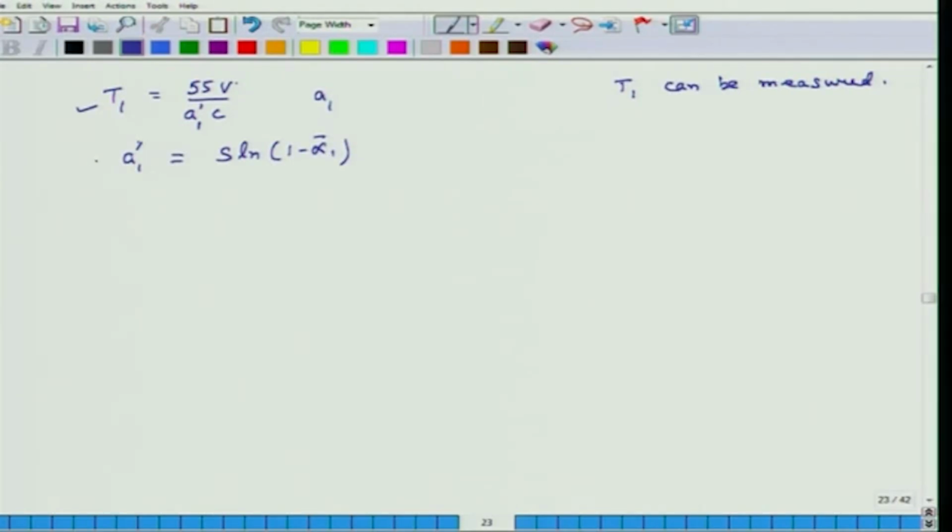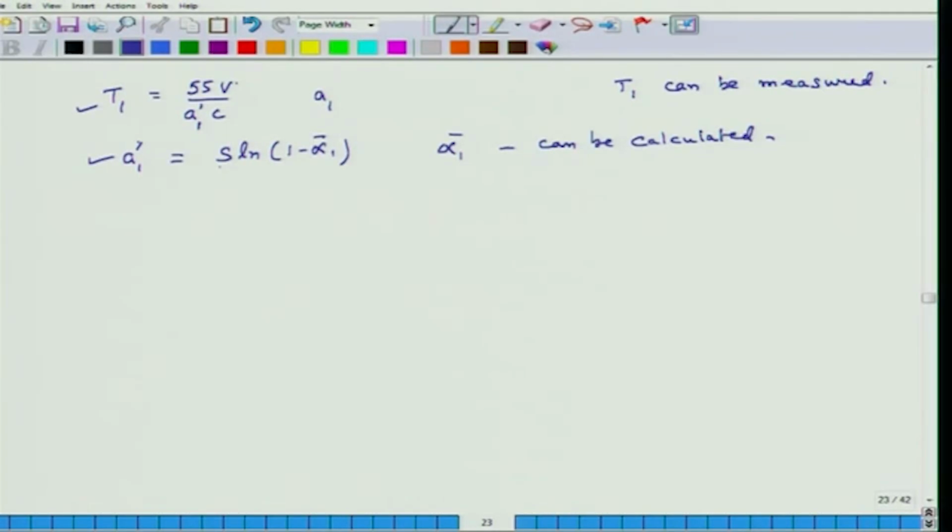So once I know this A1 prime, I can calculate alpha 1 bar, because S is what? It is the internal surface area of the reverb room. So this can be calculated. Okay, so alpha 1 bar has been calculated.